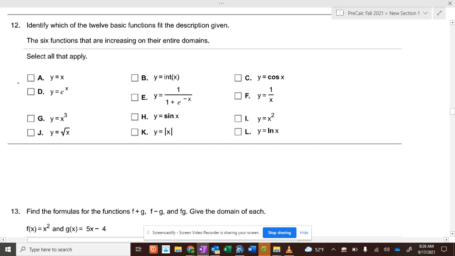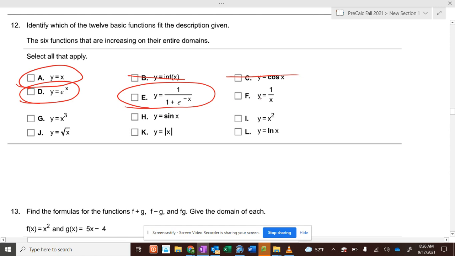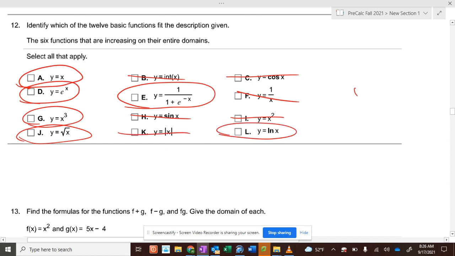Increasing. Does this increase all the way? Yes. The integer function I'm going to leave. I don't call that increasing. Cosine goes up and down. No. E to the x. Does that increase the whole time? Yes, it does. This one decreases the whole time. This one increases the whole time. This one, not, because it goes down and then up. This one increases the whole time. How many are we supposed to have? 6? Yep. This one, not. This one, yes.